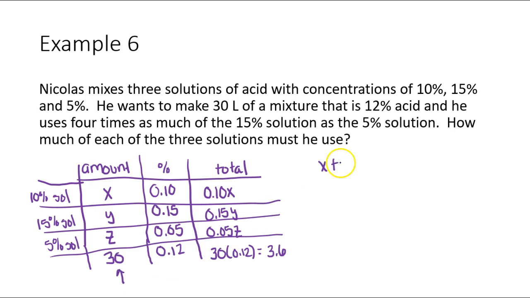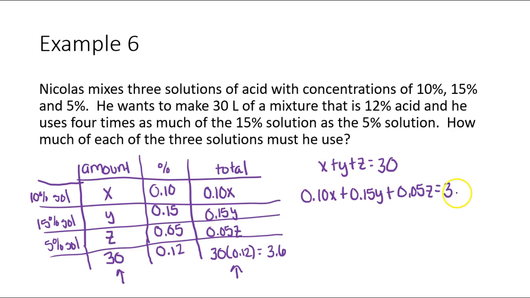And my system can be found in this column here. When I add all of these together, x plus y plus z, I'm going to finish with 30 liters of solution. And here, if I take the part that's 10% acid and add to it the part that is 15% acid, and add to it the part that is 5% acid, I'm going to get 3.6 liters of total acid in that solution.